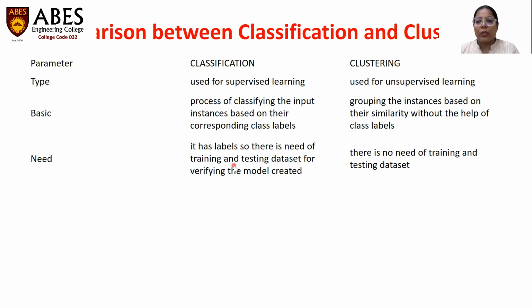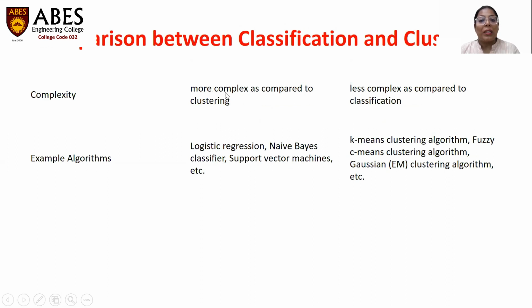In case of clustering, there is no need for training and testing the data set. Whereas in case of classification, you need to train and test the data. Complexity. Classifications are more complex as compared to clustering. And obviously, clusters are less complex than classification.